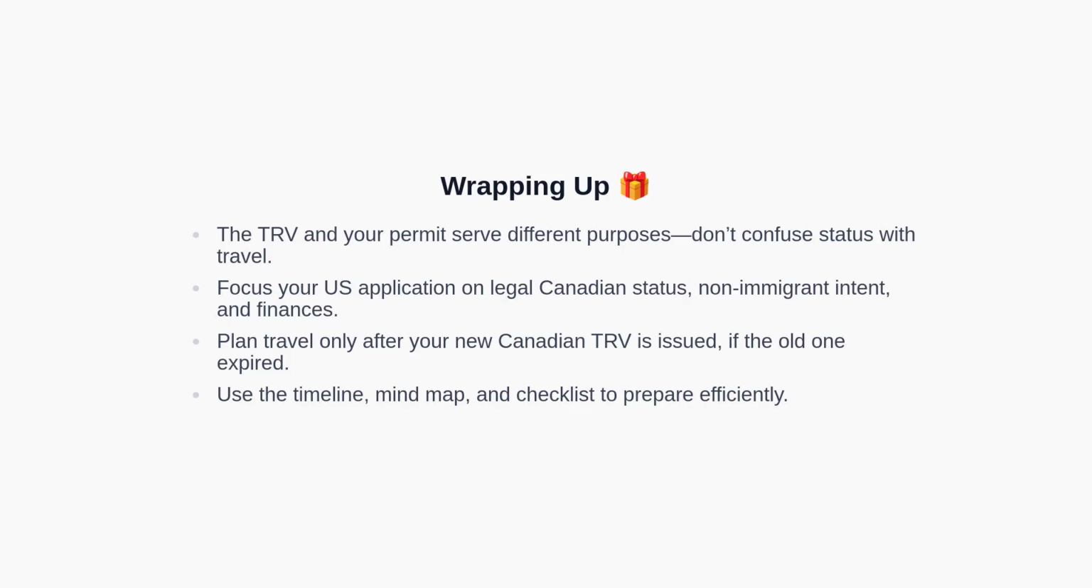To conclude, remember that the TRV and your permit serve different purposes. Do not confuse legal status with travel permission. Focus your U.S. visa application on demonstrating valid Canadian status, non-immigrant intent, and adequate finances. If your TRV has expired, plan travel only after your new TRV is issued. Use the provided timeline, mind map, and checklist to prepare efficiently and avoid common pitfalls.